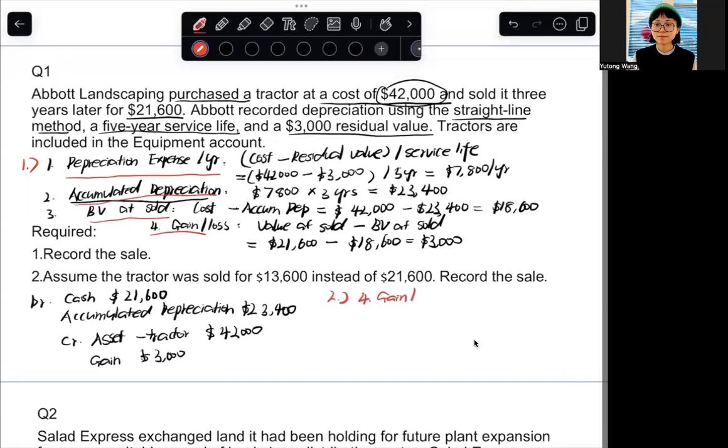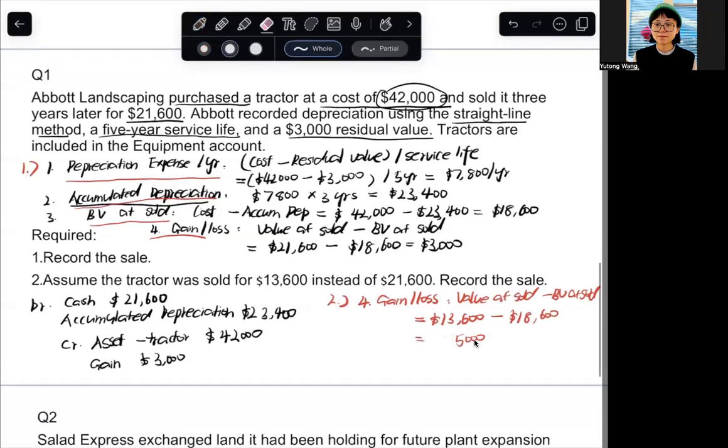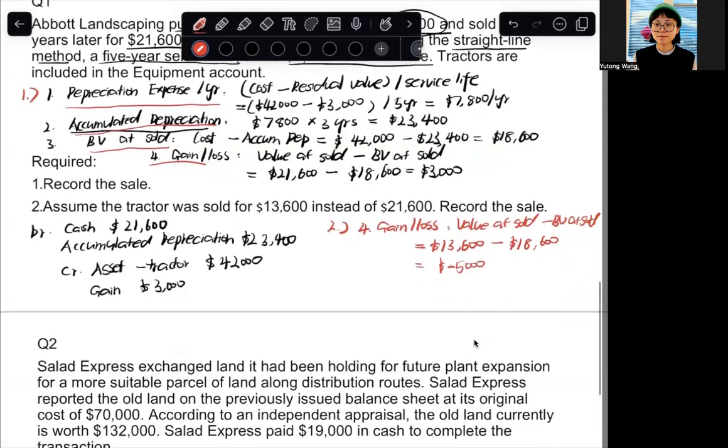Again, gain or loss equals value at sale minus the book value at sale. So here equal to 13,600 minus 18,600, which equals negative 5,000. So it's a negative amount. So it's a loss. And let's see how to record the loss.